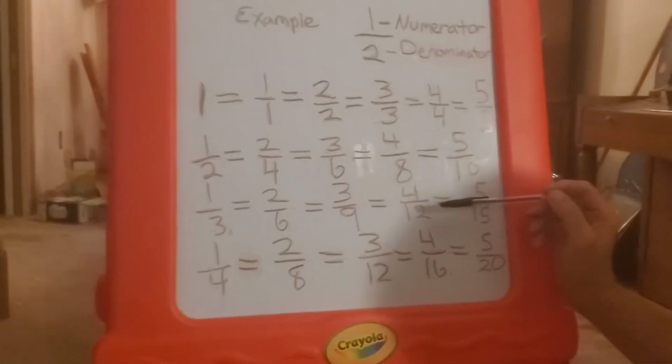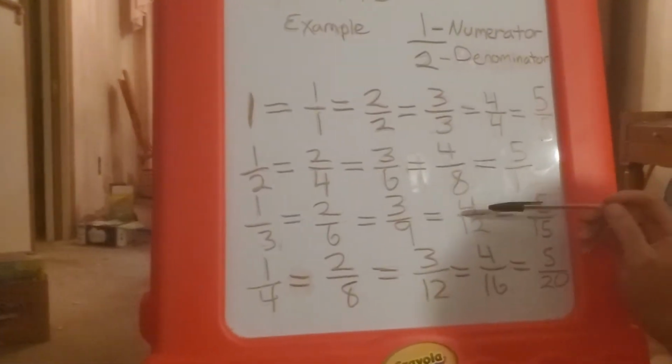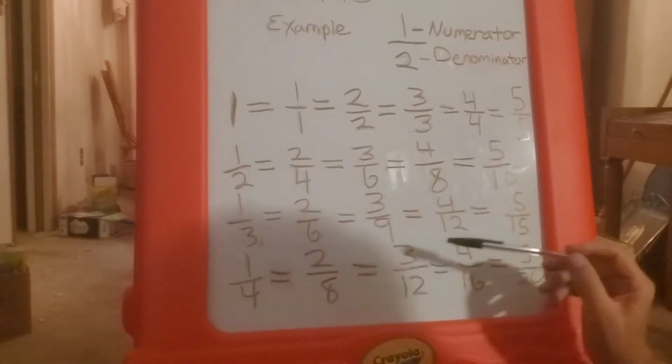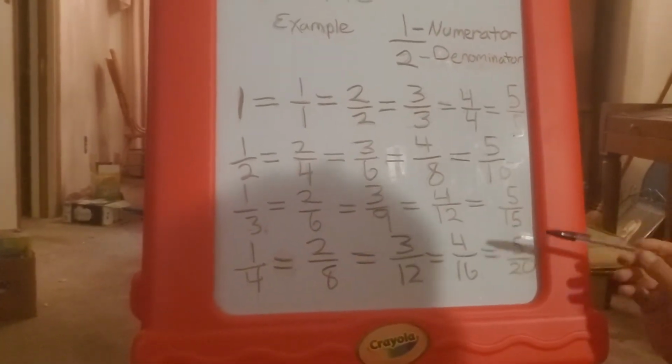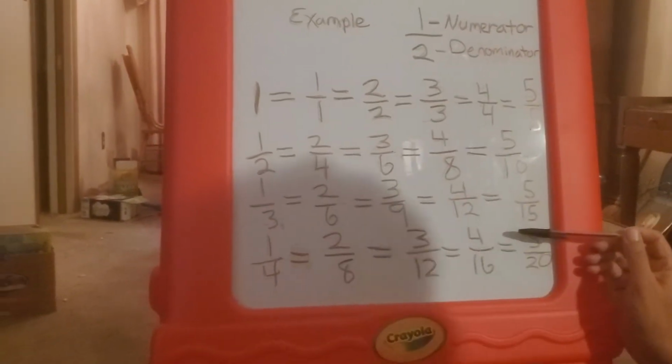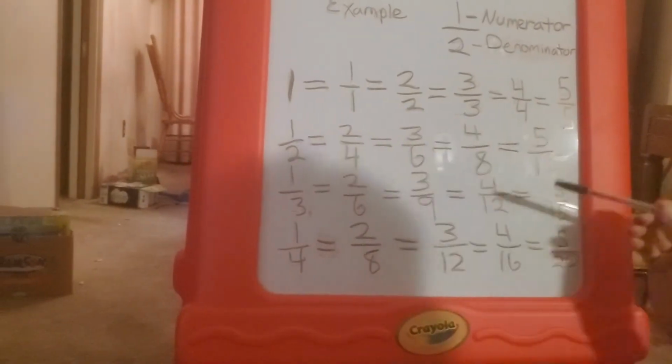4/12 is the same as 1/3, as is 5/15. For 4/12, 4 times 3 is 12 and 4 times 1 is 4. For 5/15, 5 times 3 is 15, and 5 times 1 is 5.